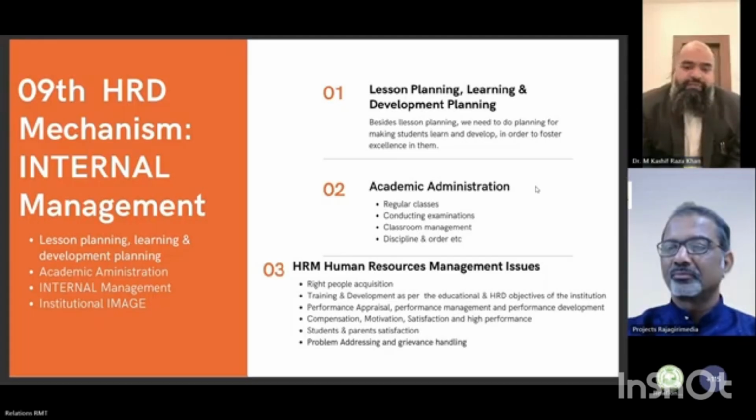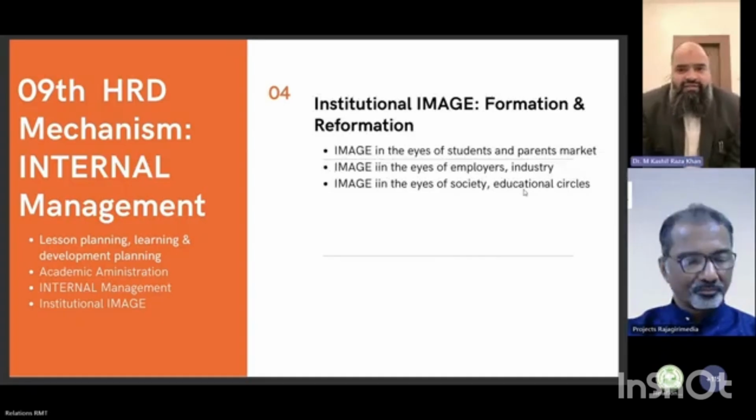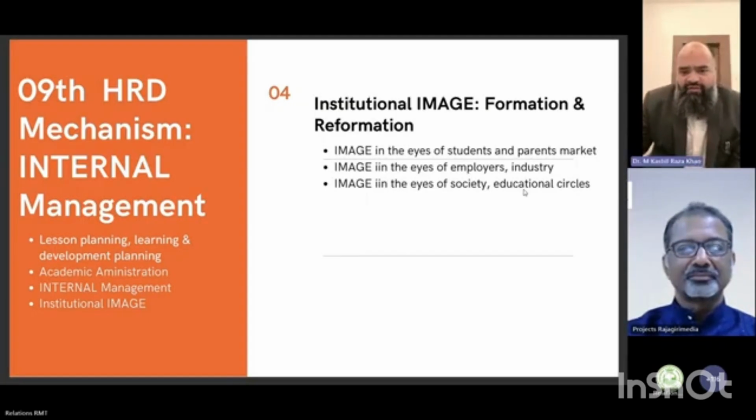Next slide now. Now, this is the last HRD mechanism. I am mentioning it here as an HRD mechanism, which has some role on the outcome personality of a student. In this, I have mentioned institutional image. So, institutional image is the image that people think about the institution.